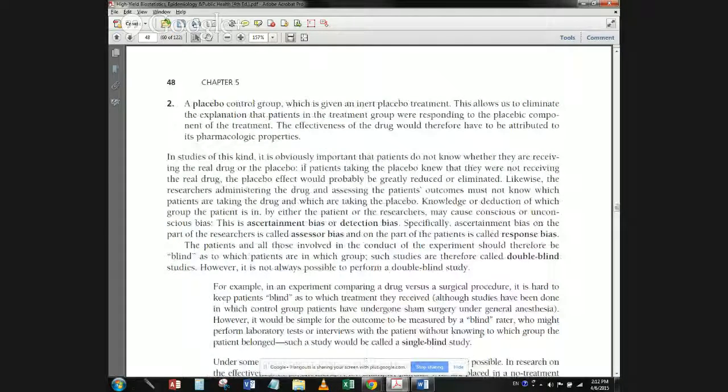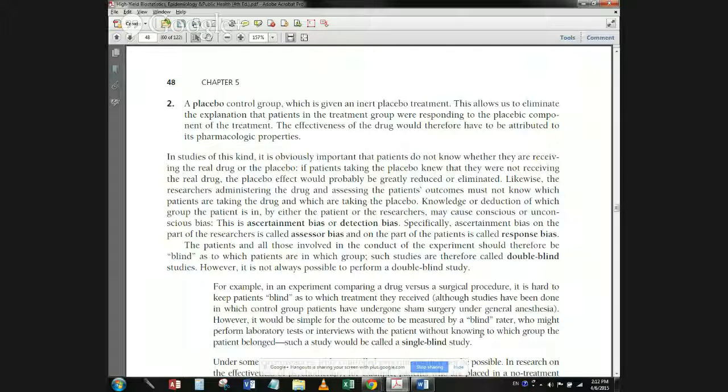In studies of this kind, it is obviously important that patients do not know whether they are receiving the real drug or the placebo. If patients taking the placebo knew that they were not receiving the real drug, the placebo effect would probably be greatly reduced or eliminated. Likewise, the researchers administering the drug and assessing the patient's outcomes must not know which patients are taking the drug and which are taking the placebo.